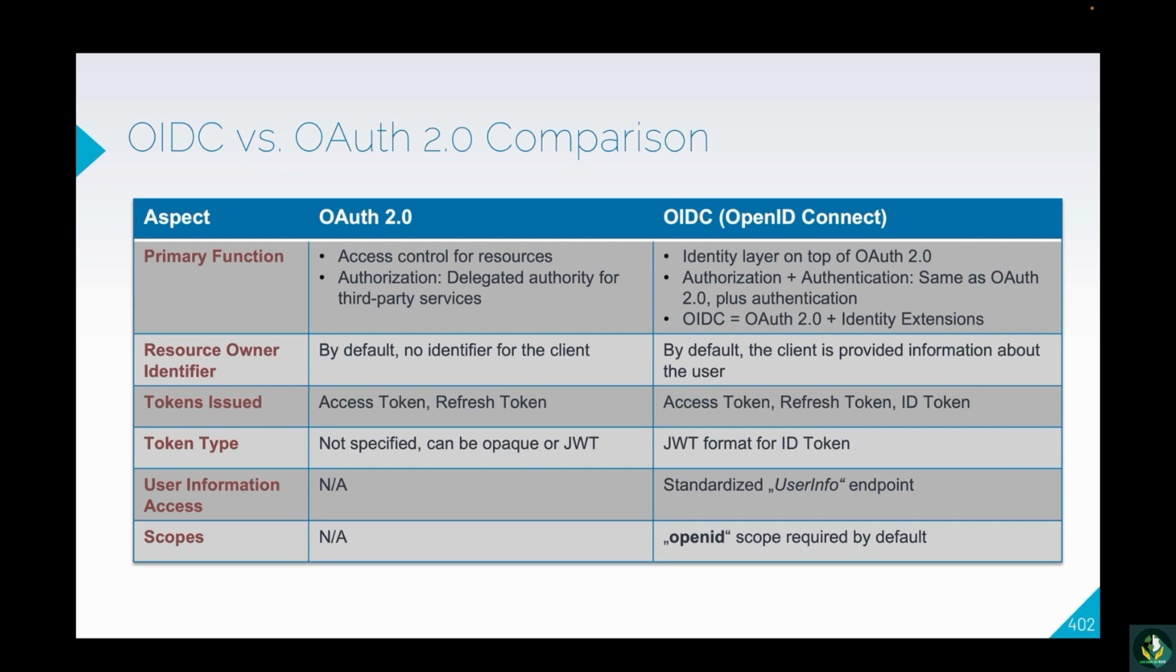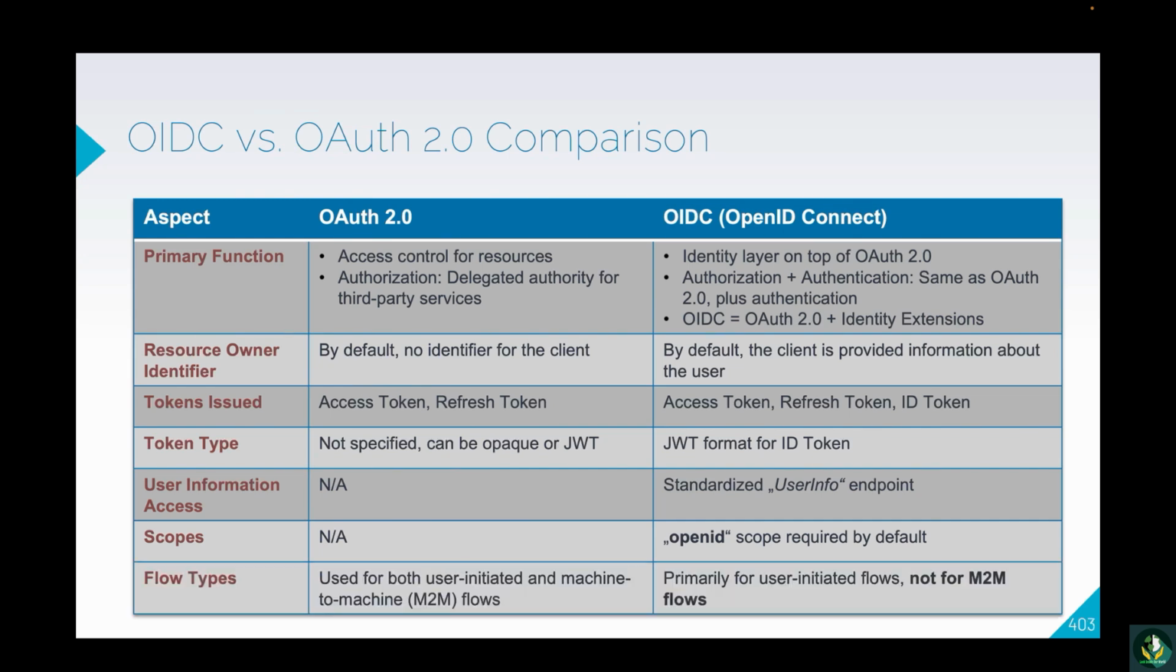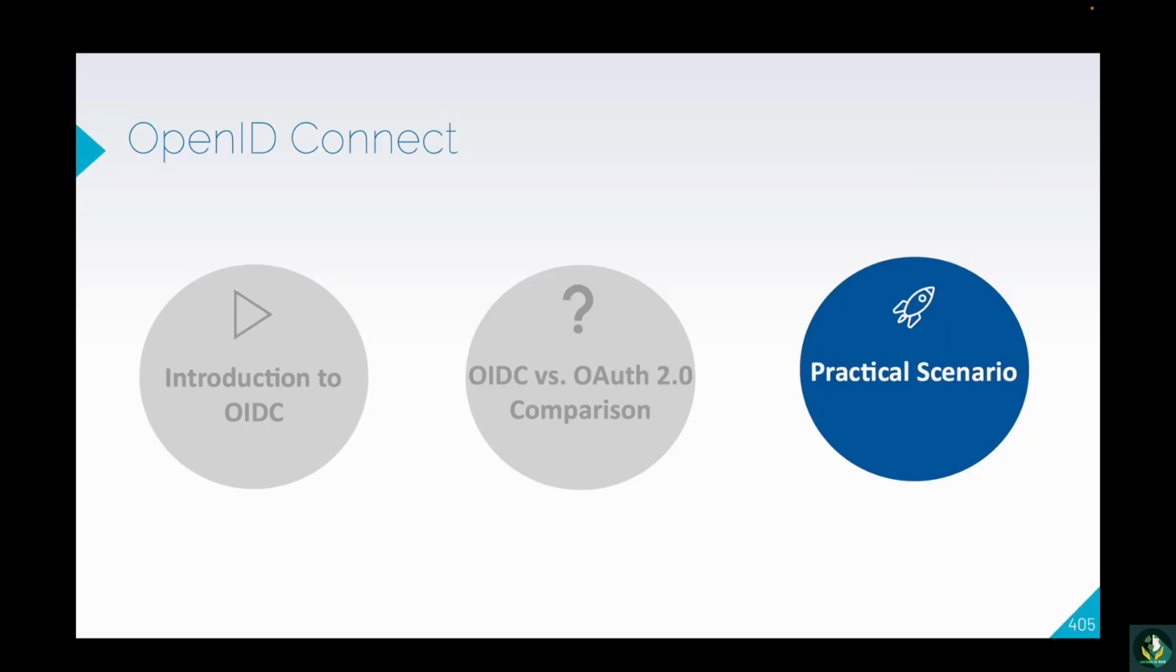Scopes. OAuth 2 doesn't require specific scopes by default, whereas OpenID Connect mandates the openid scope to indicate that the client is using OpenID Connect and expects identity-related information. Flow types. OAuth 2 supports both user-initiated flows and machine-to-machine flows. In contrast, OpenID Connect is primarily for user-initiated flows, focusing on user authentication and identity, making it unsuitable for machine-to-machine scenarios. Now let's see the differences in a practical flow in action.